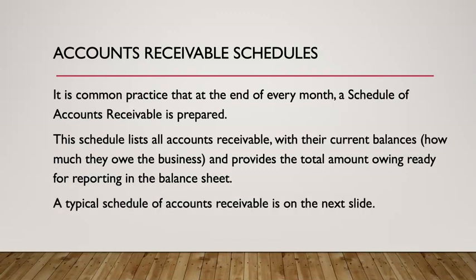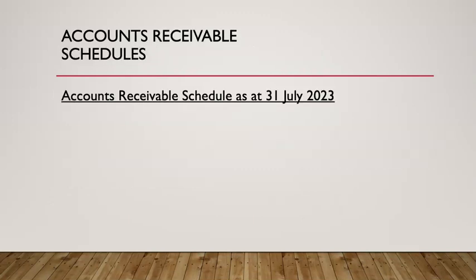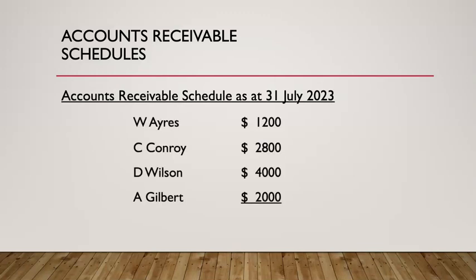A typical schedule might look something like this. As at 31st of July, we have 4 customers, W. Ayres, C. Conroy, D. Wilson, A. Gilbert, and this is how much they all owe us. If you add them all up, you would realize that this equals $10,000. So we now know our customers owe us $10,000.